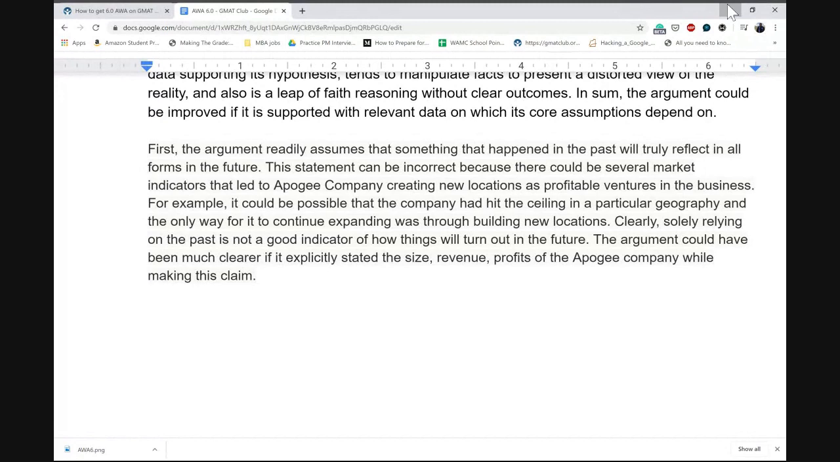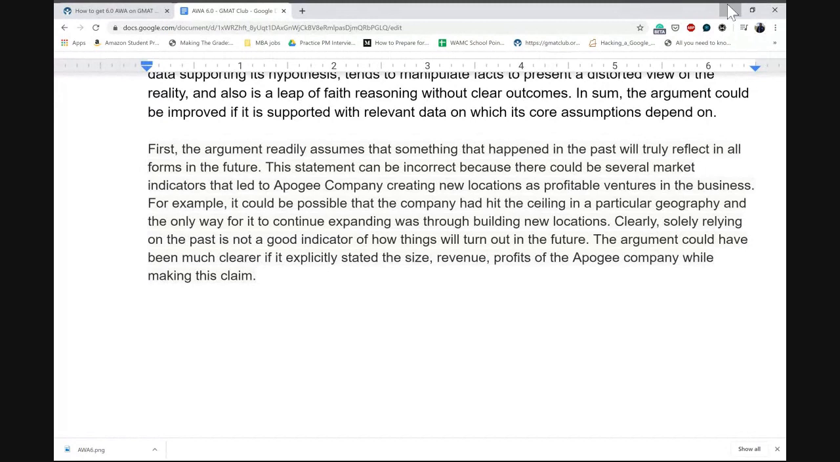All right, so I'm getting a question. If a company hit the ceiling in one geography and it opened a new store somewhere else, would it not increase the profits? Yeah, sure, if the new location makes more profits, it would increase profits. However, there could be more reasons. The new location may not increase profits, right? It may be a loss-making unit.